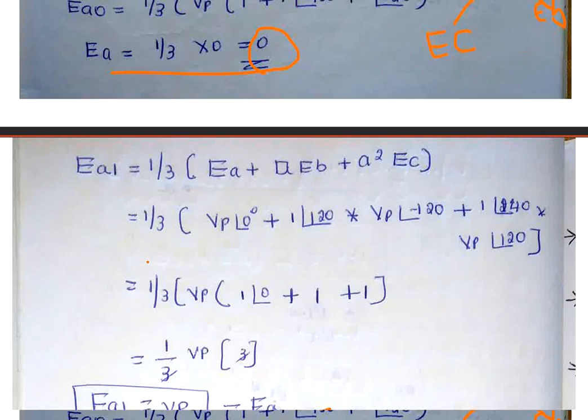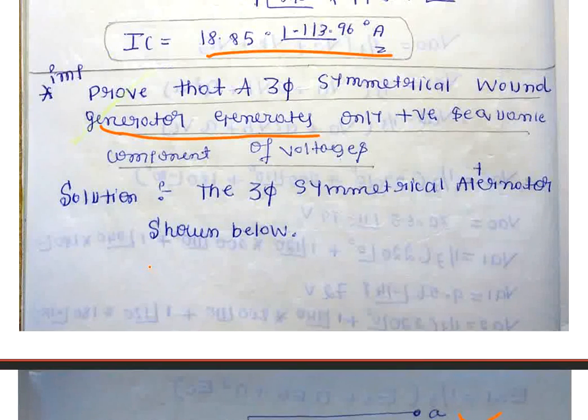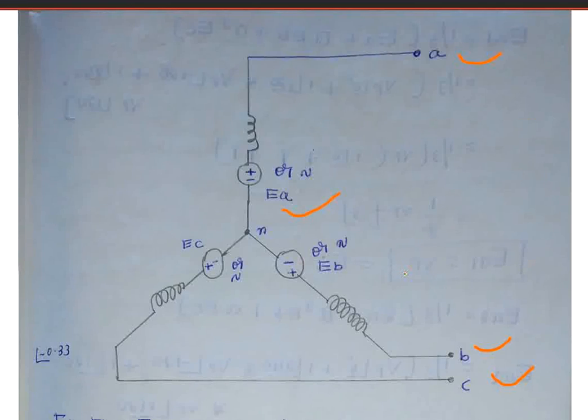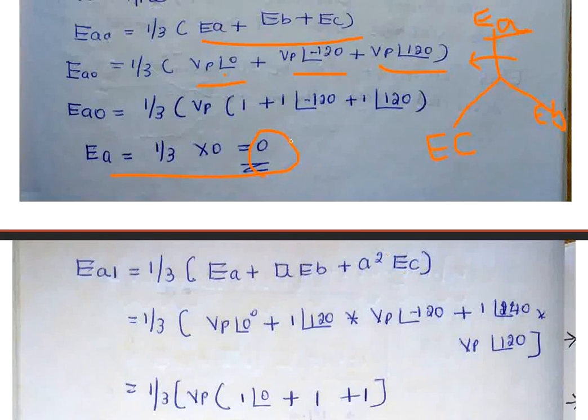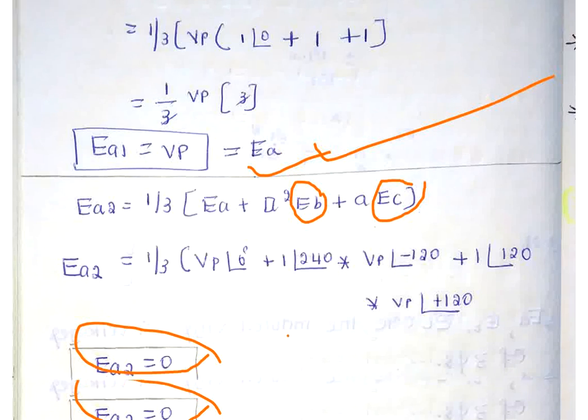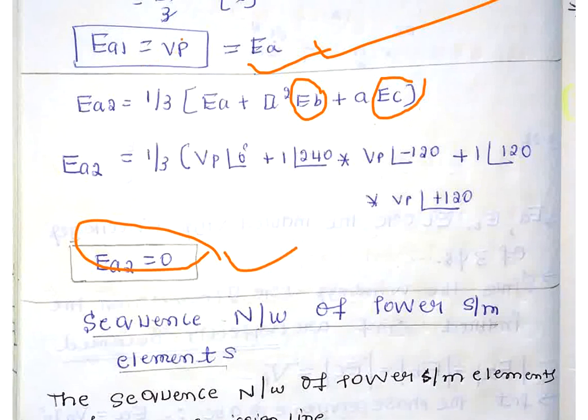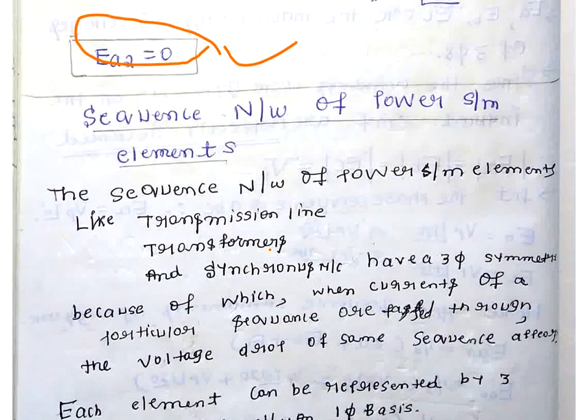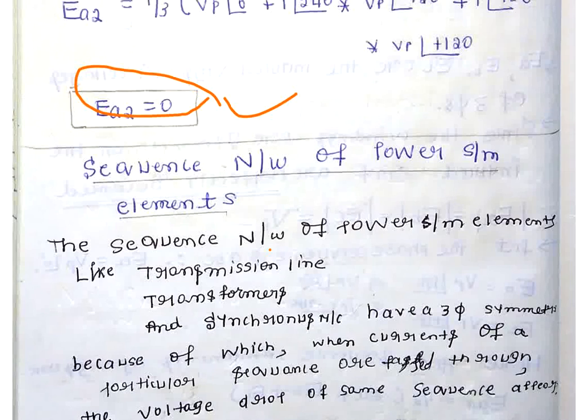So what we need to prove is that a three-phase symmetrically wound generator generates only the positive sequence component of voltages. Here in this case EA0 is 0, EA1 is EA, and EA2 is 0. Only the positive sequence component will be present, and the other two components will be 0. That we have proved here. The sequence networks of the power system we will discuss later.